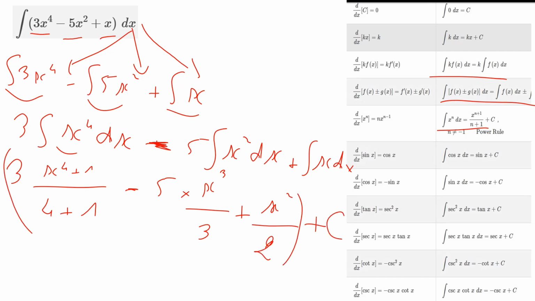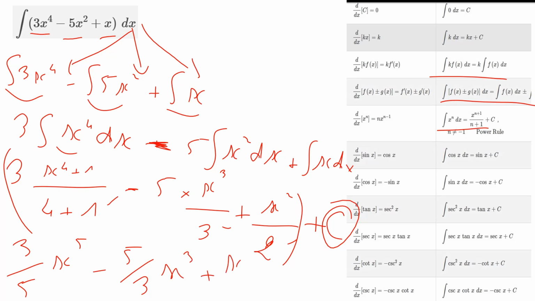and then we can just go here and add the constant c. It's just the constant that we get from here and here and here. It's just c. So this is our function. Then we'll end up with 3 over 5 x to the 5 minus 5 over 3 x cubed plus x squared over 2 plus c. So this is the solution for the integral that we had earlier.